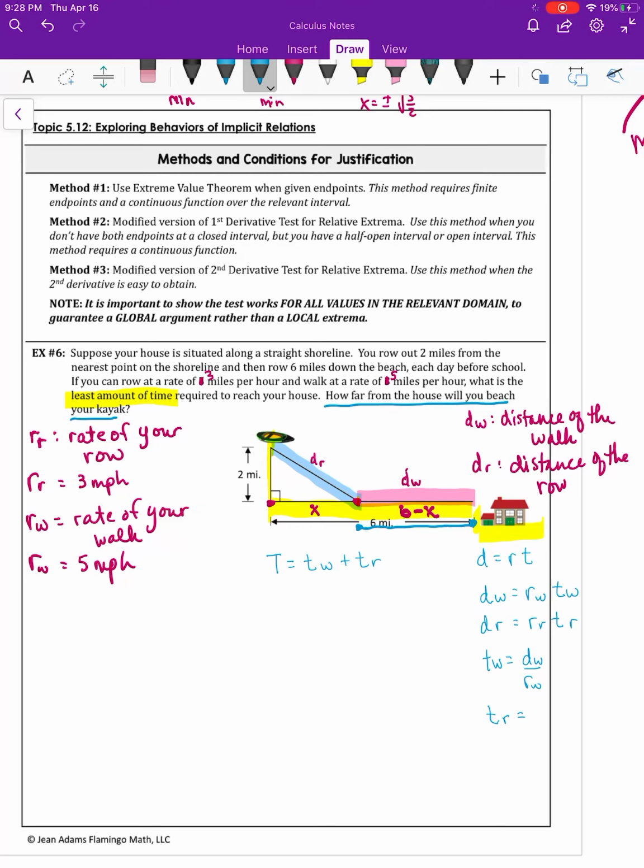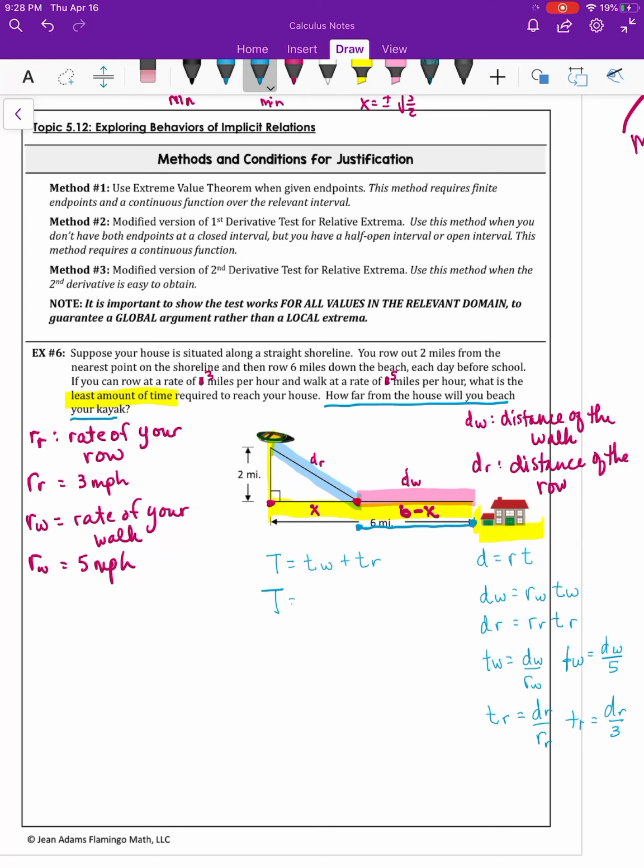So if I wanted to solve for T sub W, I would just divide by R sub W on both sides. So I'd have D sub W divided by R sub W. If I wanted to solve the second equation for T sub R, I would divide by R sub R on both sides. I would have D sub R divided by R sub R. So we could make our T sub W, the time of the walk, the distance of the walk divided by 5. And we could make our time of the row, the distance of the row, divided by 3.